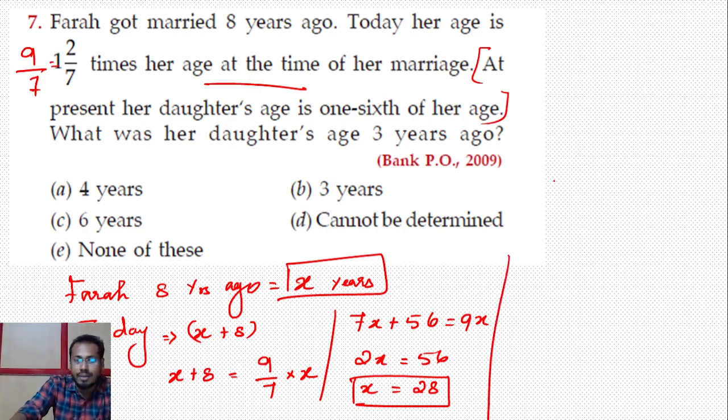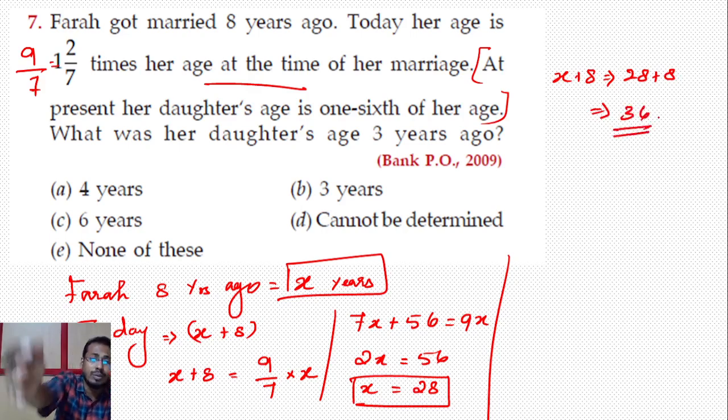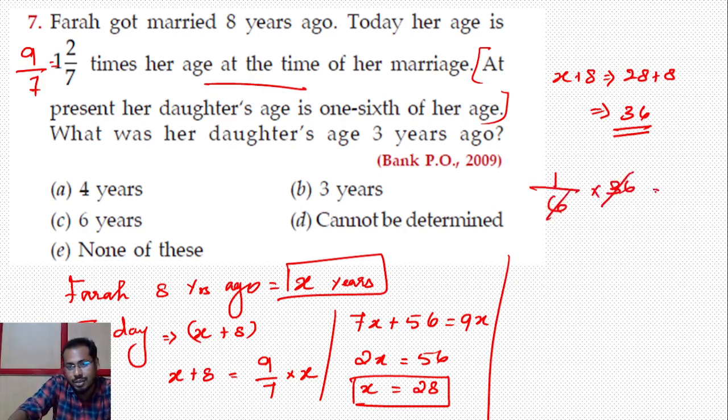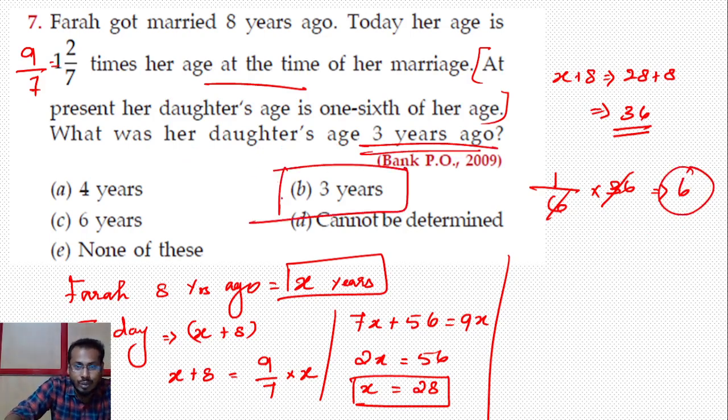From this I can find the present age. At present it is X plus 8, that means 28 plus 8, that is 36. So at present her age is 36. Now read the remaining: her daughter's age is 1/6 of her age, so 1/6 into 36, which cancels to 6. What was her daughter's age 3 years ago? 6 minus 3, that is 3.